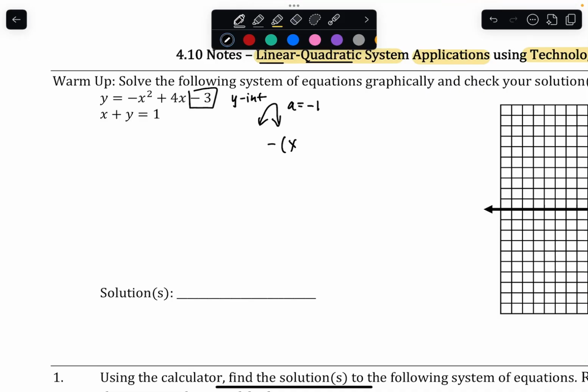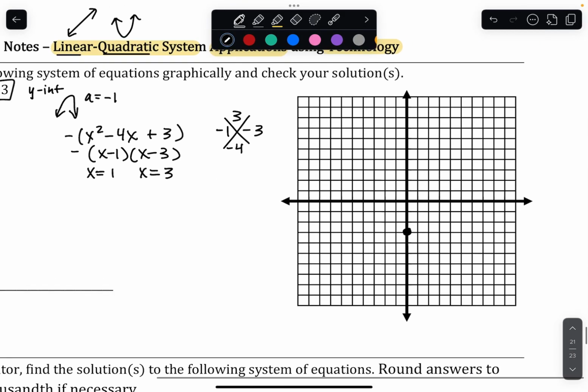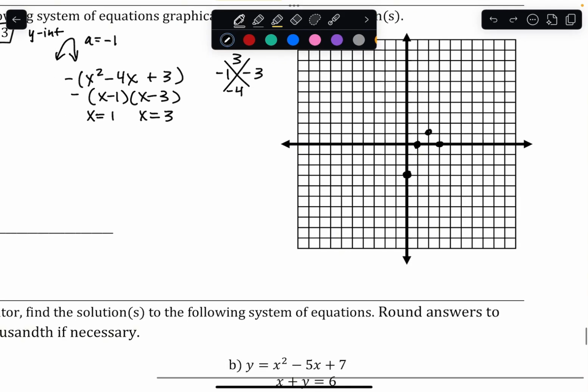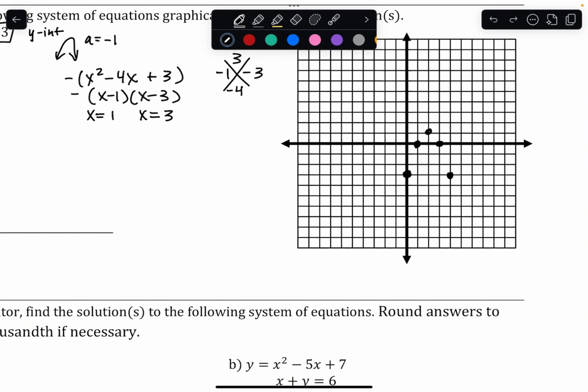The first thing I would do is factor out the negative. Then two numbers that multiply to 3 but add to negative 4 are negative 1 and negative 3. That means my roots, or my x-intercepts, are at 1 and 3. Since my a value is 1, that would put the vertex right in the middle of these two and then just up 1 unit. We can use the symmetry to plot another point. And there's my quadratic function.